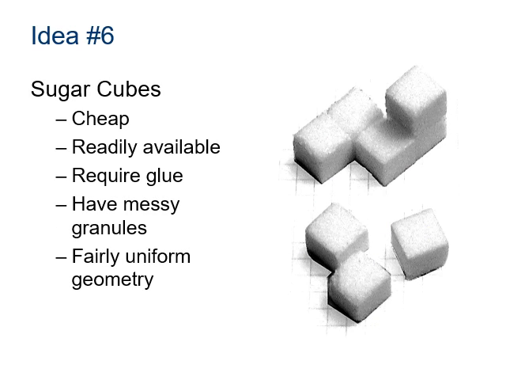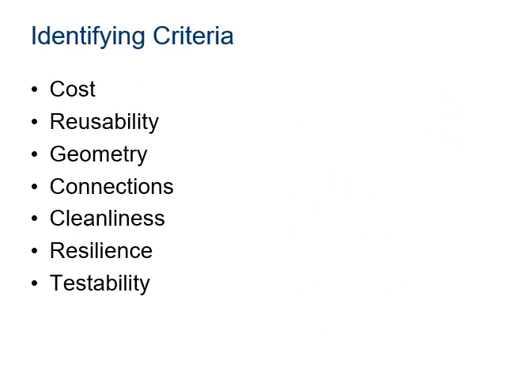The next option, last option, option 6, is sugar cubes. Oh, yummy. Okay, sugar cubes are cheap. They're certainly readily available. You can get them in the supermarket. They'll require glue, so they can be a little bit messy, have these messy granules you have to clean up. And their geometry is fairly uniform.